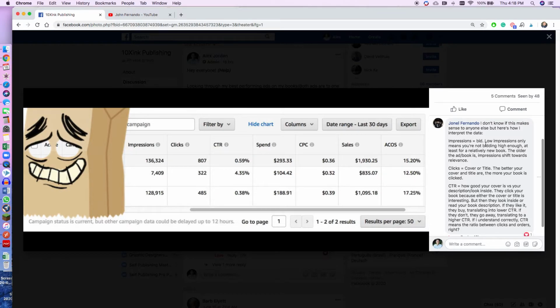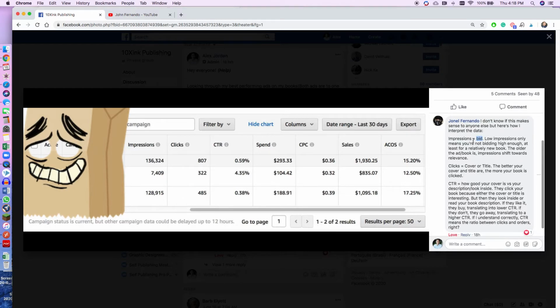So Jonel talks about impressions equal your bid. Low impressions only means you're not bidding high enough, which makes a lot of sense. A lot of times you'll start a new campaign and you're going to get 0 impressions. So typically you can either increase the bid or you can kill the ad and restart the ad.